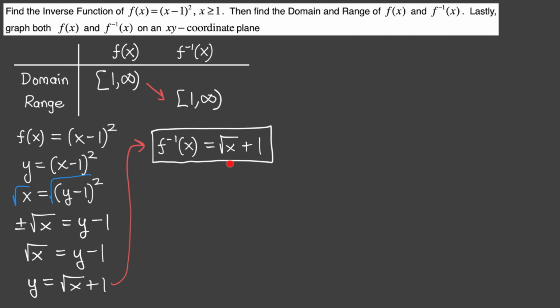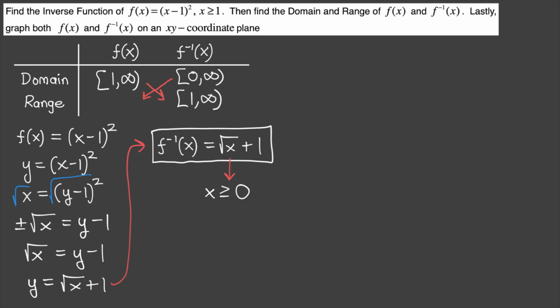So the domain here, we have a square root. Because there's an x underneath here, there's going to be a restriction on the x. So x has to be greater than or equal to 0, right? Because we can't take the square root of a negative number. So this is our domain of our inverse function. In interval notation, this will be 0 to infinity, and it includes the 0, so that's why we have a bracket.